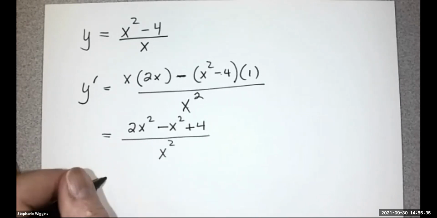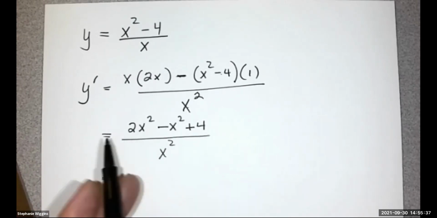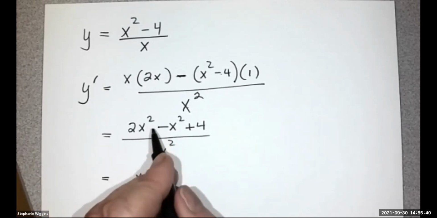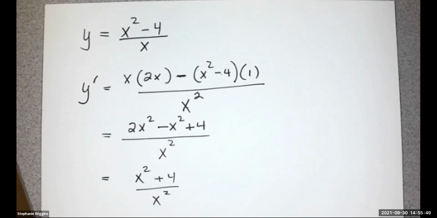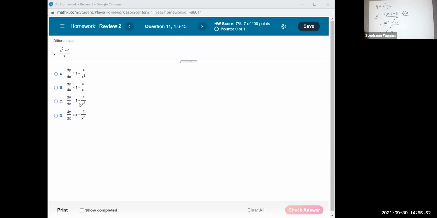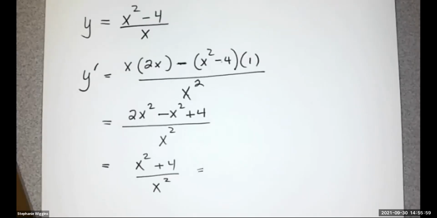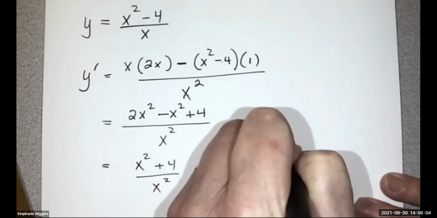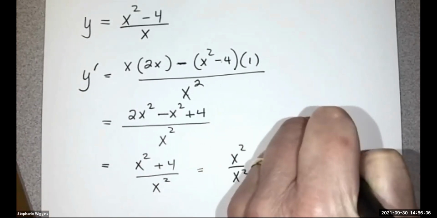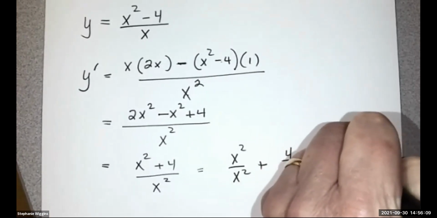Okay. Now, to me, if I were doing this, I would just write this as 2x squared minus x squared is just x squared plus 4 over x squared. But that's not the way they have it. What they did was split it apart. So they wrote this x squared over x squared plus 4 over x squared. So it's 1 plus 4 over x squared.